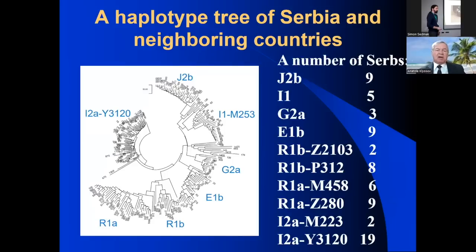So this is a haplotype tree of Serbia and neighboring countries, which I would call former Yugoslavia. Now we see a very interesting tree which shows different haplogroups. In fact, it shows haplotypes. Let me remind you of the difference between a haplogroup and a haplotype.